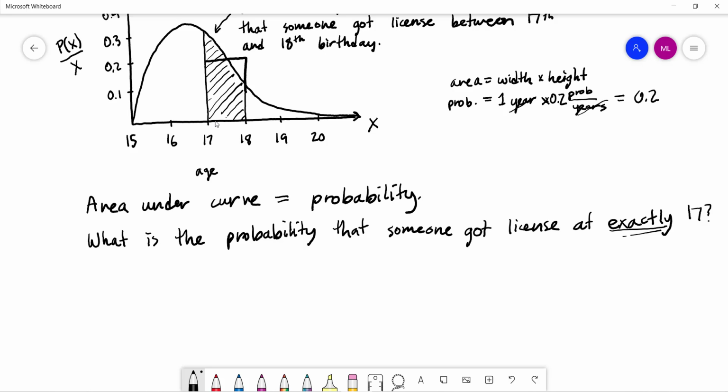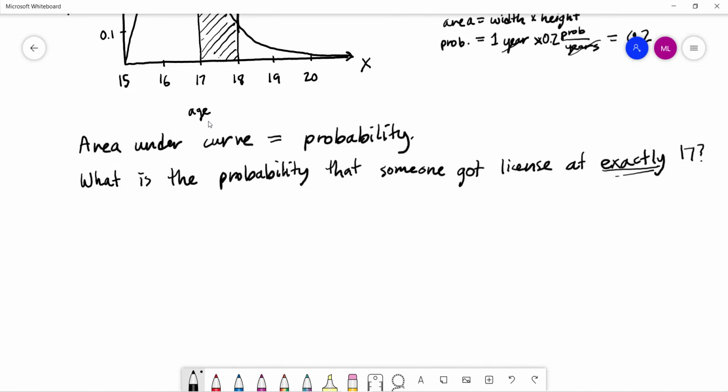But now I want it to go down not to 17 that whole year, but not even just the day they turned 17, which would be a much tinier little piece of this, but the exact nanosecond. Well, what is the width gone down to? So again, probability is going to be equal to the area under the curve, which in this case is going to be the height times the width, essentially, of this little rectangle. But the width, I'm saying, is going to 0.